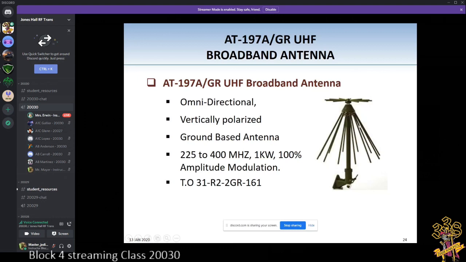This is the 197A UHF antenna, and it looks like an umbrella. It's omnidirectional. You can see you have elements all the way around, providing vertical polarization. It is a ground-based antenna, operates 225 to 400 megahertz, 1K watt power. I think you have a little TO on it in your resource material.